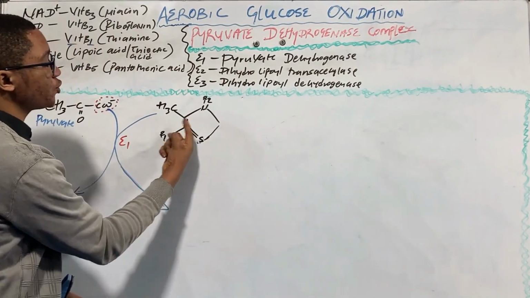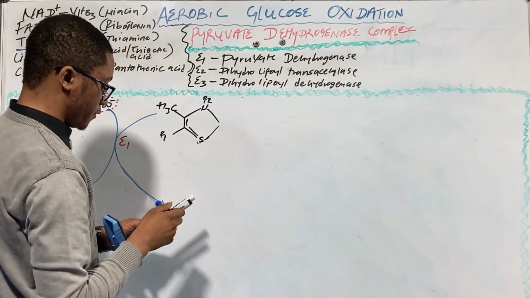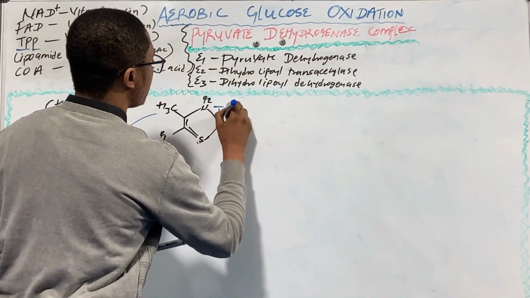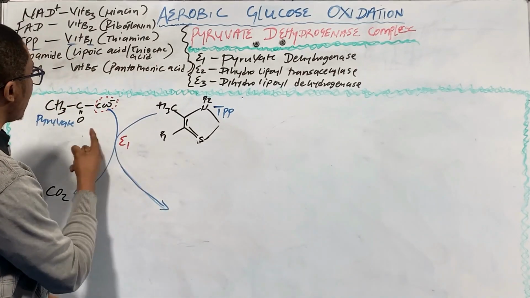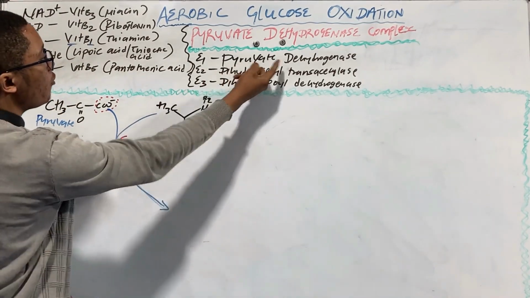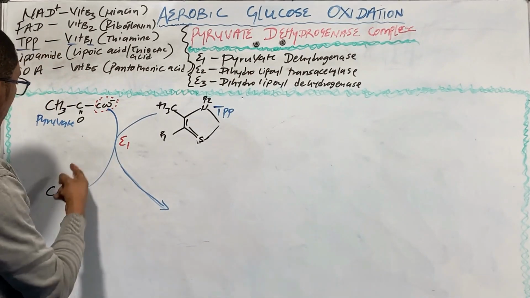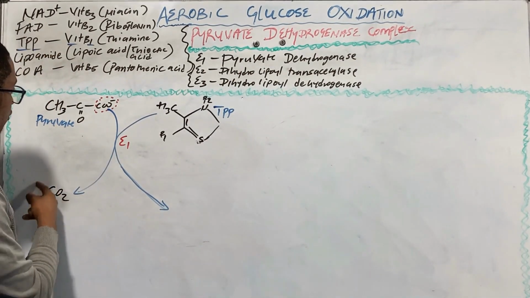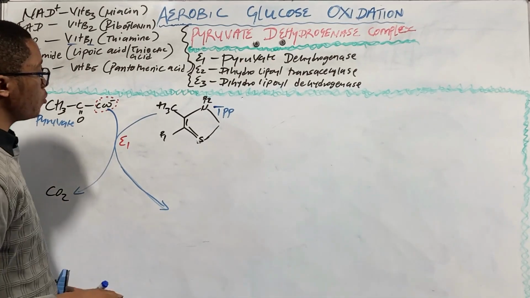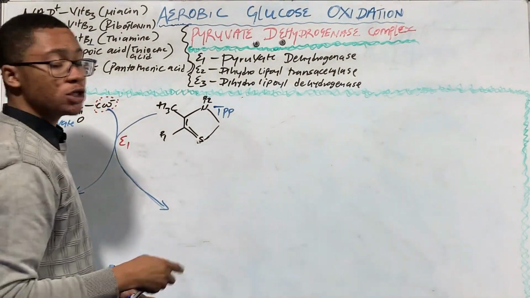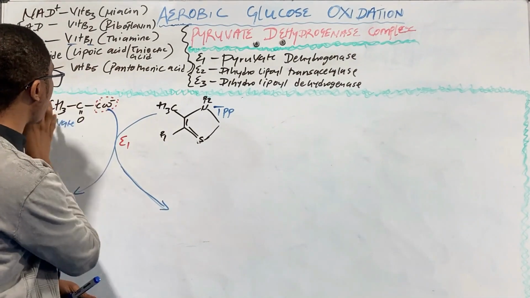All right, so this is the structure of thiamine pyrophosphate. In the reaction with enzyme 1, pyruvate dehydrogenase, a carbon is lost in the form of CO2, and we also add a hydrogen. We'll talk about what these two hydrogens really attach to here.